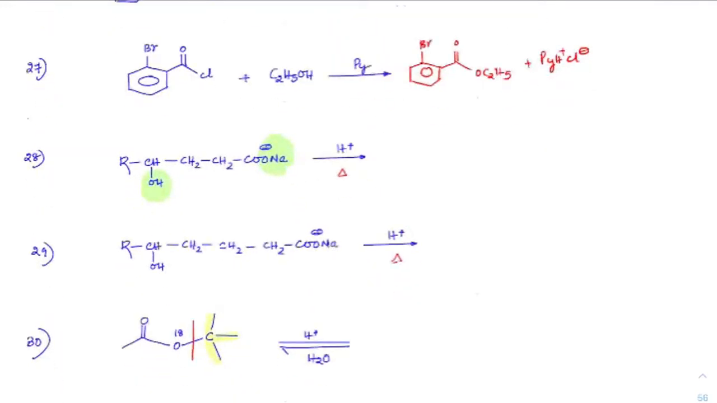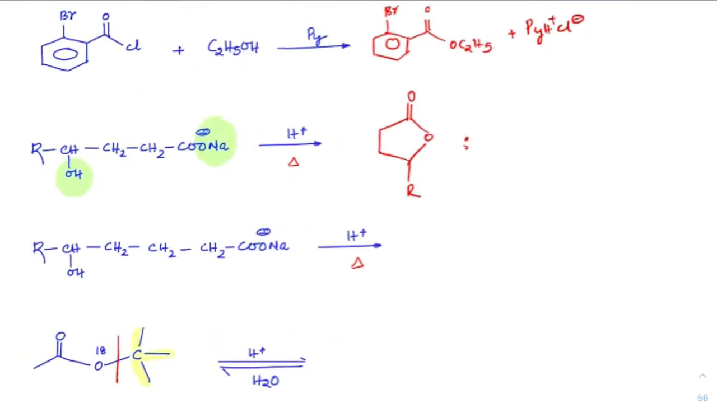Next, see the 28th one. Here also it is the same thing. In acidic medium, it will form a hydroxy acid. Again, OH will make an esterification step here. So a cyclic ester will be formed. The cyclic ester which is formed will be like this, with R substituted here. Now the R is at this position.